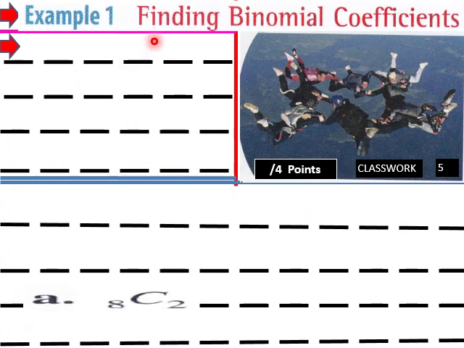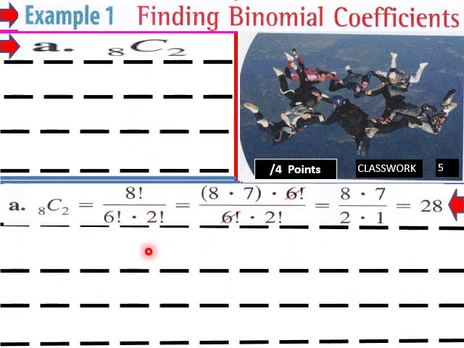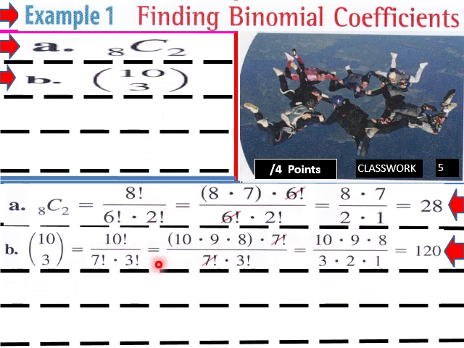Example 1, finding binomial coefficients. A here is 8C2. For that one, 8 factorial, plug this into our formula. We crank this out, we cancel where we can, and we come up with 8 times 7 over 2, which will be 28. And then B here, 10C3, would be 10 factorial over 7 factorial times 3 factorial. We factor this out here, we cancel out our 7s, and we end up with 10, 9, and 8 over 3, 2, 1, which will equal 120 for this binomial.